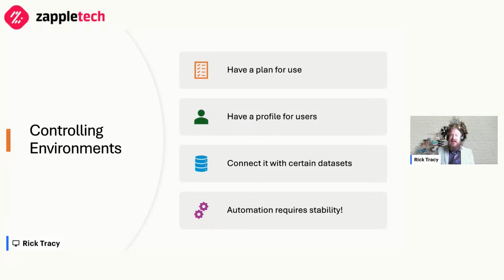But once you've done that, make sure you have a plan to use the environment. Know what you want to use it for, what you don't want to use it for. Have a profile for people using that environment. What kind of people are using it? What are they using it for? Make sure that it connects with certain data sets. So have those pre-selected as well. Because automation, above all things, requires stability.